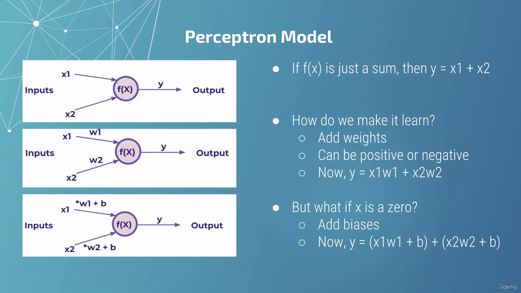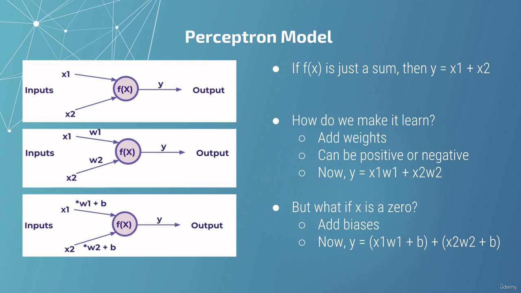But the interesting thing about the perceptron model is that it can learn to become more and more accurate. We can add weights to adjust the inputs, which can be positive or negative. We multiply these weights with the input. Now, y equals x1 times weight 1 plus x2 times weight 2.